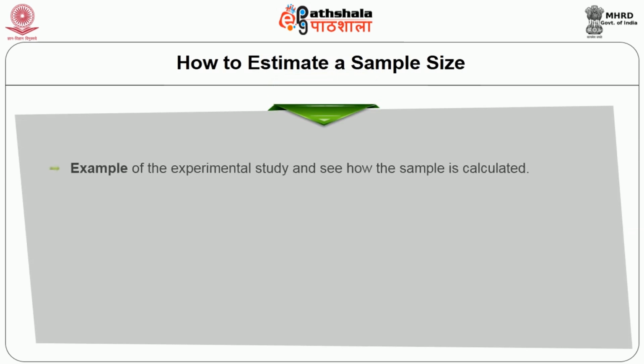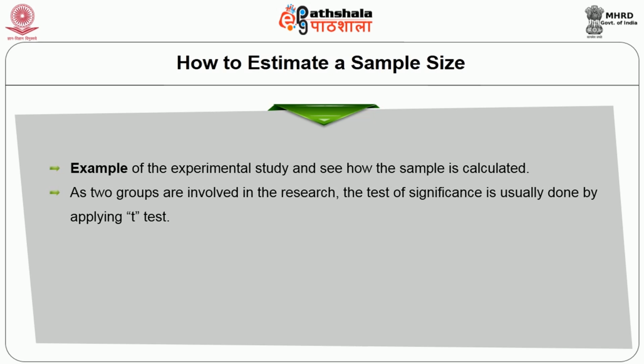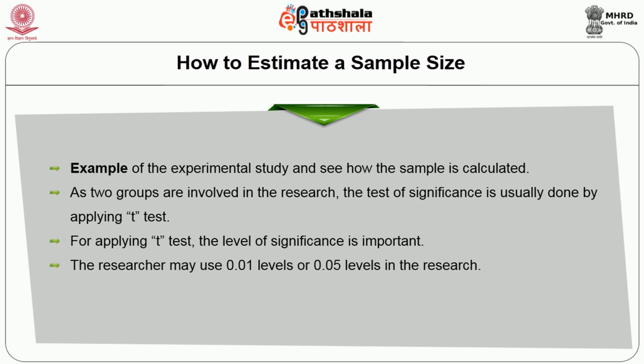Let us take an example of the experimental study and see how the sample is calculated. As two groups are involved in the research, the test of significance is usually done by applying t-test. For applying t-test, the level of significance is important. The researcher may use 0.01 levels or 0.05 levels in the research. Let us assume that the researcher in this case takes 0.01 as the significance level.